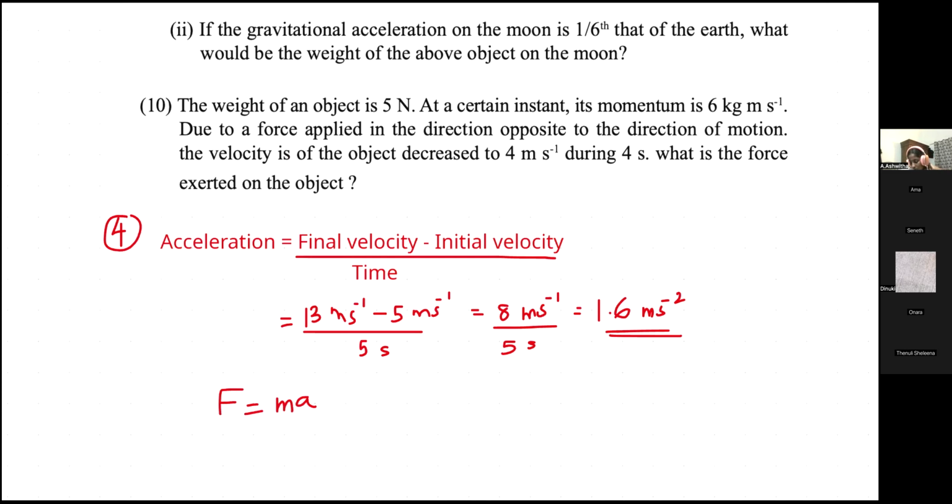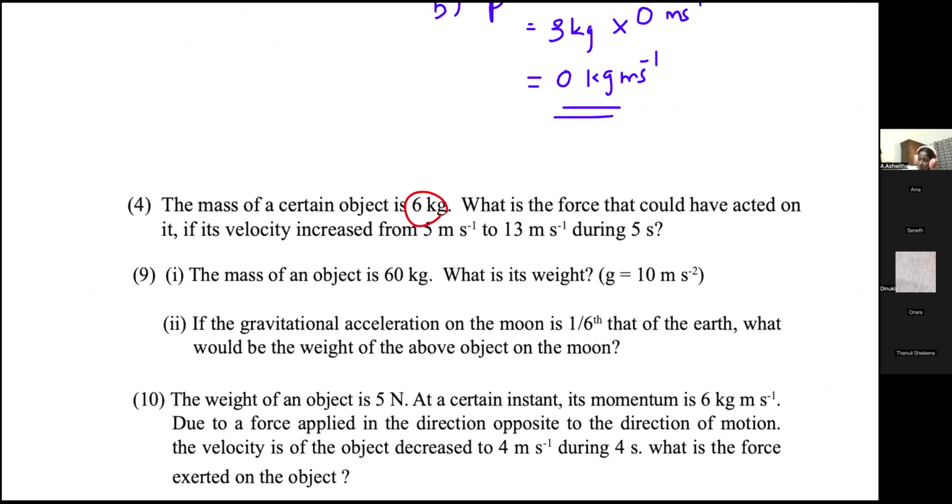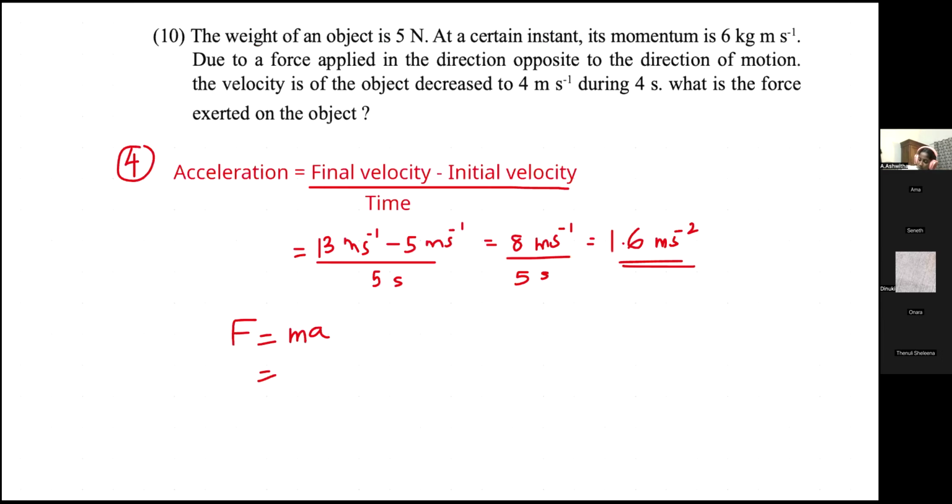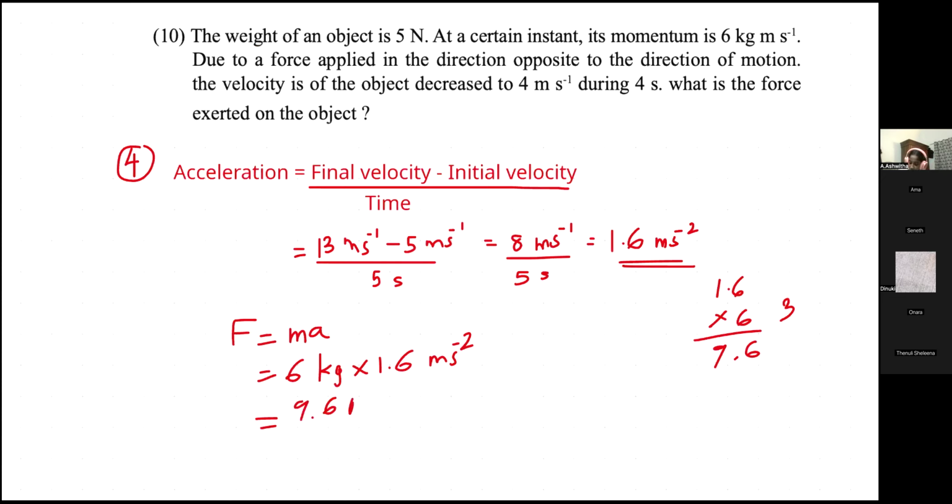Mass they have already given as 6 kilograms. So mass is 6 kilograms. Kilograms වලින් තියනවා කියන්නේ unit එකත් හරි. Acceleration we found here, it's 1.6 ms minus 2. So we have to multiply 1.6 by 6. 6 times 6 is 36. 6 times 1 is 6 plus 3, 9. Correct. 9.6 newtons.